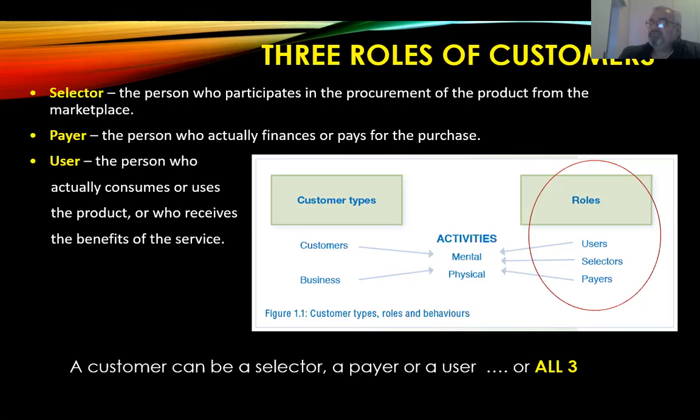So in that case, Sumari would be a selector. She would be the payer, and she will be the user. And Annika would only be the user because she is actually receiving the cool drink, not having been involved in the selection process or the paying process. Right, I think you get the message as to how specifically these different roles are fulfilled by the consumer.